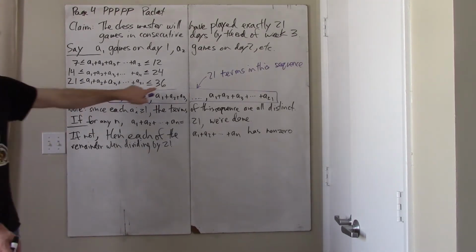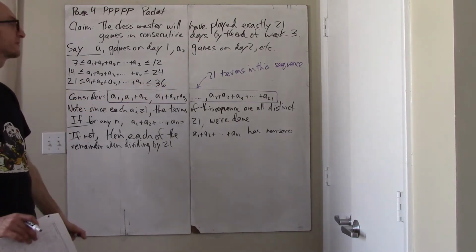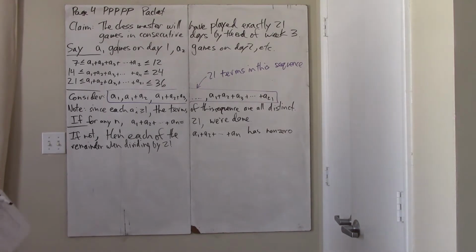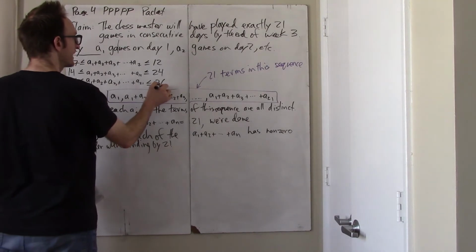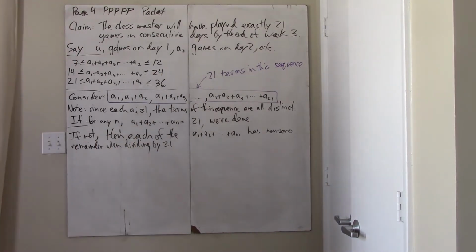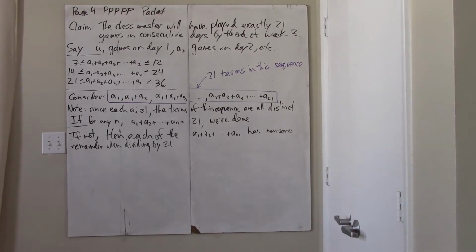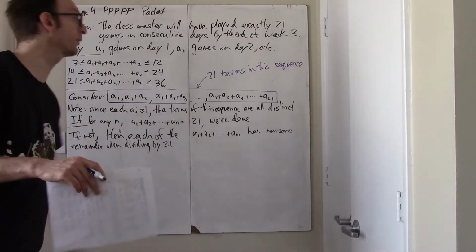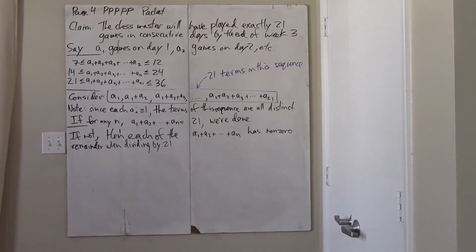In other words, 42 or any other higher multiple of 21 is irrelevant in this case, because the chess master simply can't have played 42 games in the first 21 days, because that would violate the no more than 12 games in a calendar week condition. Therefore, if the cumulative sum is not 21, then it is not a multiple of 21 either, and so it is a number which has non-zero remainder when dividing by 21.